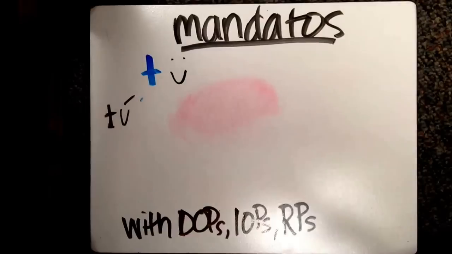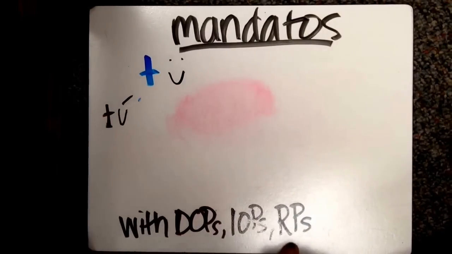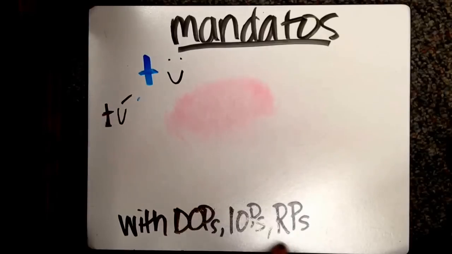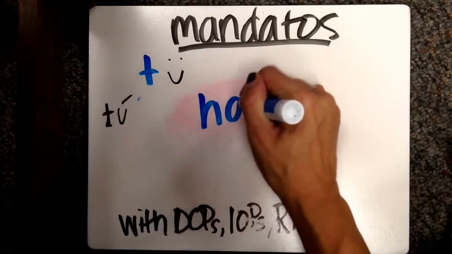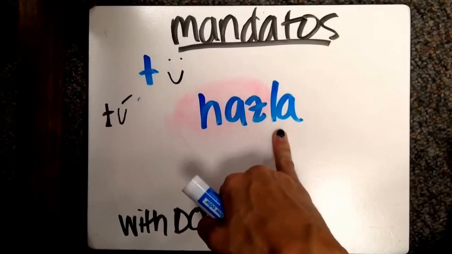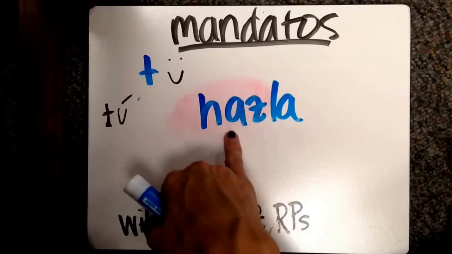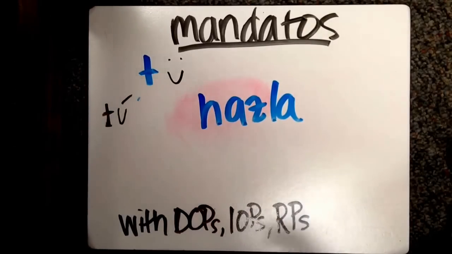Now, with direct object pronouns, indirect object pronouns, and reflexive pronouns, there's something a little bit extra we need to add. But if the command is only one syllable, and you wanted to add one of these three options, like if I wanted to say, do your homework, haz la tarea, hazla, I attach the direct object pronoun to my command, but because my command is only one syllable, I don't have to add an accent.